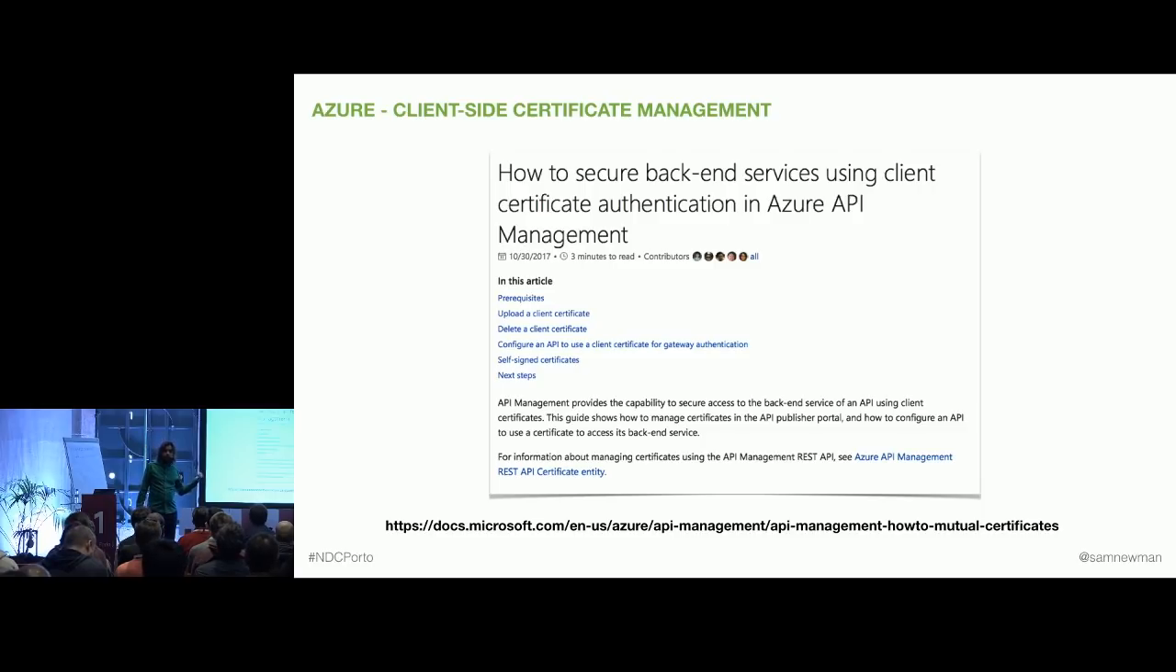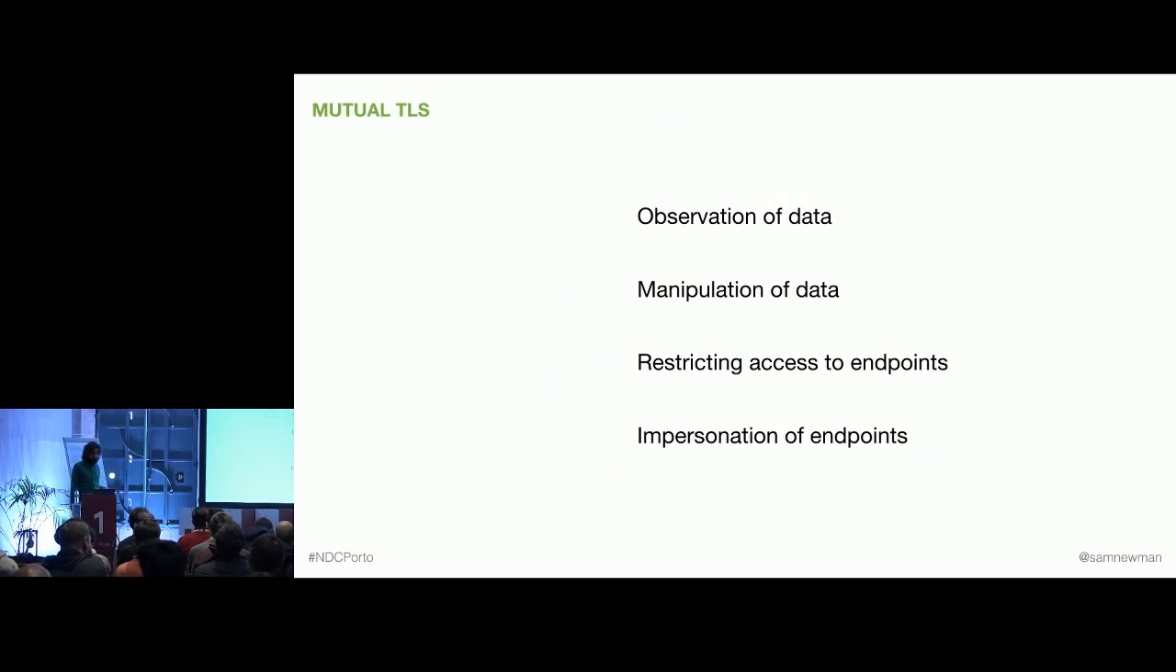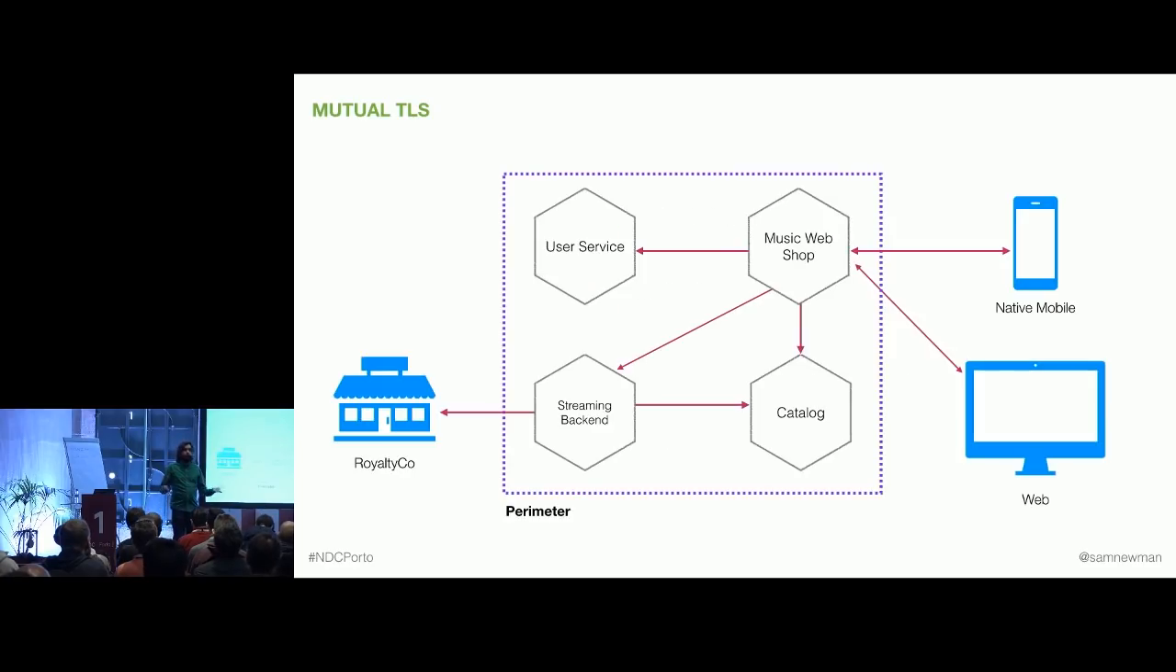There's also something you can do now with service meshes, which I think will probably be the long-term way we solve these problems going forward, although those solutions aren't necessarily as mature as they could be. So mutual TLS is great, right? Mutual TLS helps us around observation of data, makes sure the data isn't manipulated, restricts access to that data, and stops people impersonating endpoints. Isn't that fantastic? And again, let's do this everywhere.